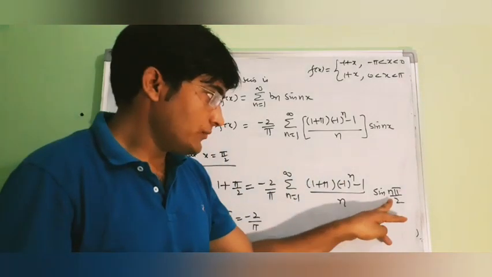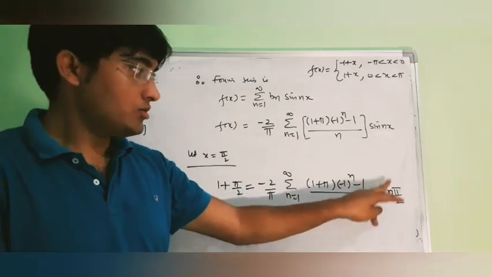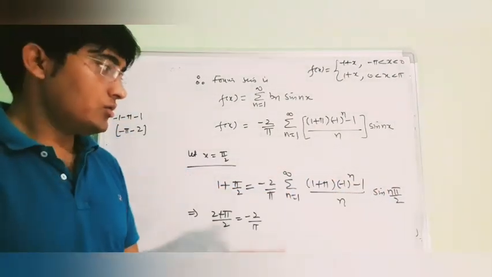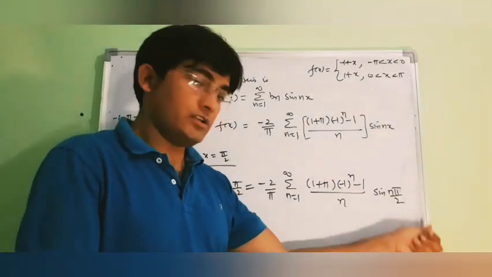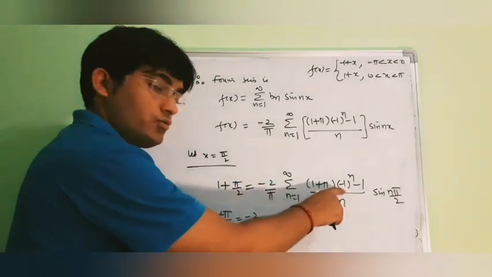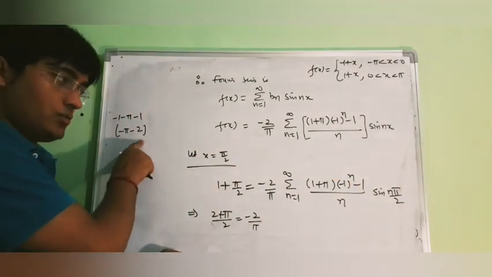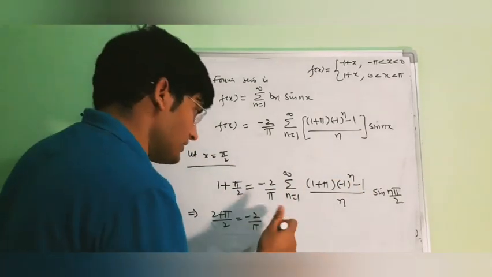If n is 2, then we will have sine pi, and sine pi is 0. So this term will be 0. So we can see that all the even terms will be 0, and for the odd terms, that means when n is 1, 3, 5, 7, in the numerator we will get minus pi minus 2. So let us take this minus pi minus 2 common.